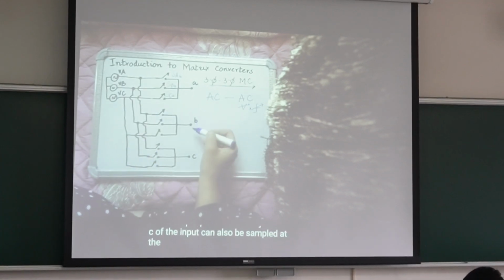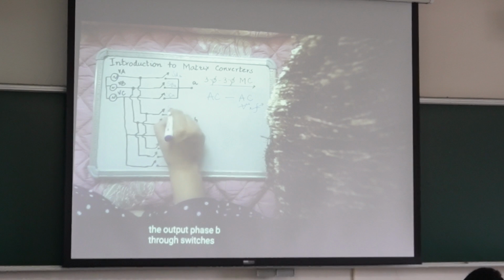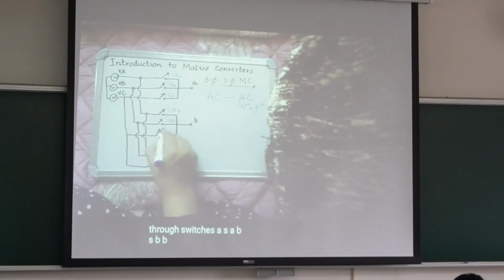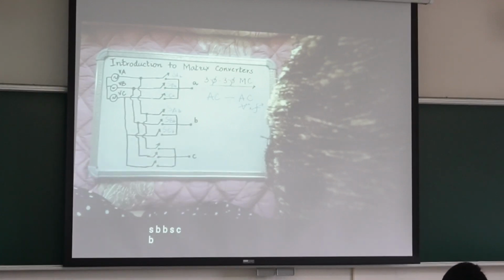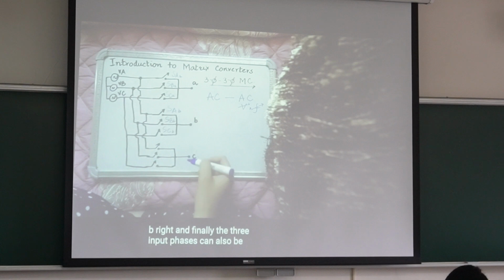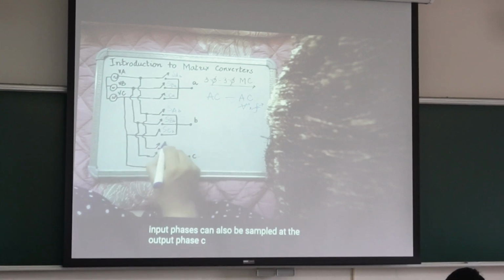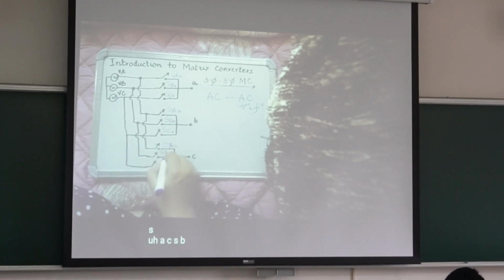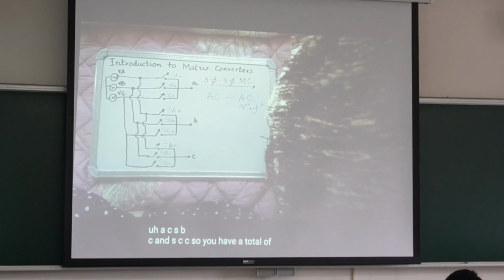Similarly, input A, B, C can also be sampled at the output phase b through three switches SAB, SBB, SCB. Right? And finally, the three input phases can also be sampled at the output phase c, again through three switches SAC, SBC and SCC. So you have a total of 9 devices, 9 bidirectional AC switches.